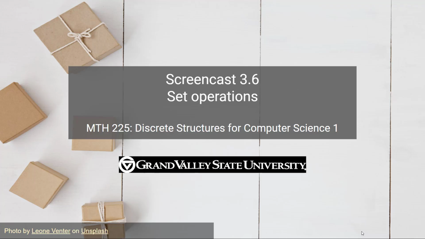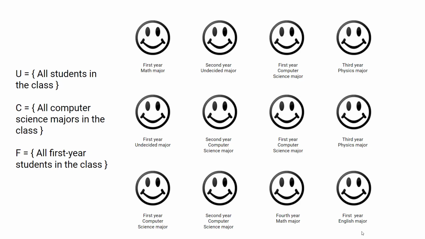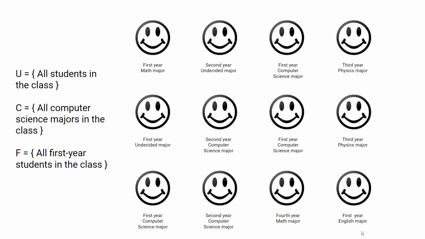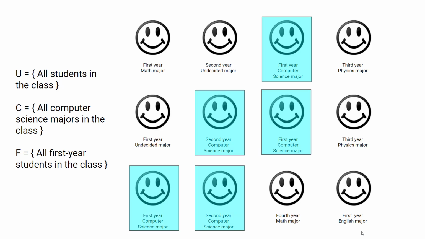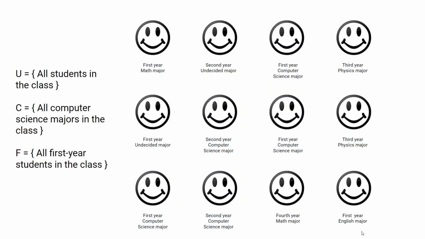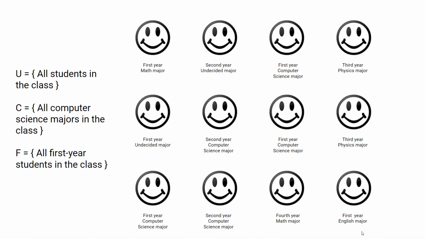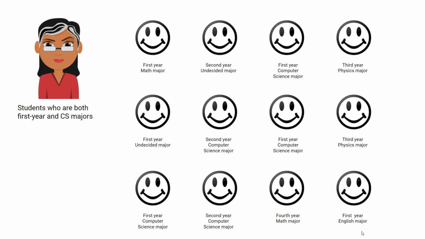As a running example throughout this video, suppose you're in a discrete math class. Let's let U be the set of all students in the class. Also, let C be the set of all computer science majors in your class, and F is the set of all first-year students in the class. So C and F are both subsets of U, but we don't necessarily know how C and F relate to each other.